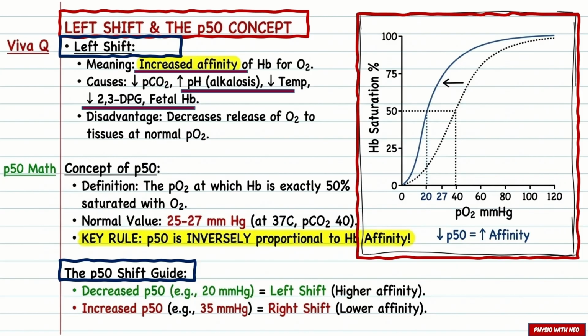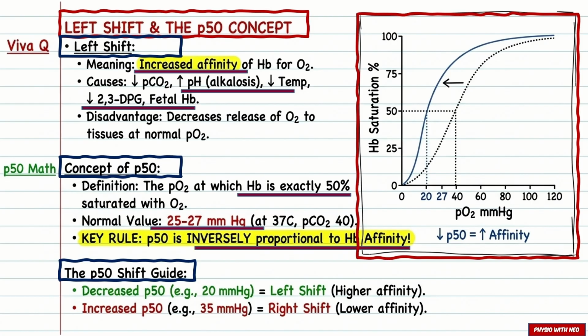Now let's understand one more important question for Viva, that is the concept of P50. What is P50? It is the partial pressure of oxygen at which hemoglobin is 50% saturated with oxygen. Normal value is about 25 to 27 millimeter of mercury. Remember, P50 is inversely proportional to the hemoglobin affinity. So decreased P50 causes higher affinity, left shift, and increased P50 causes lower affinity, right shift.